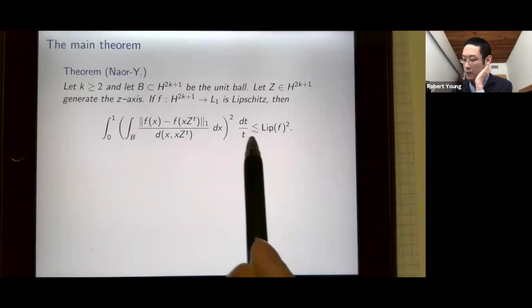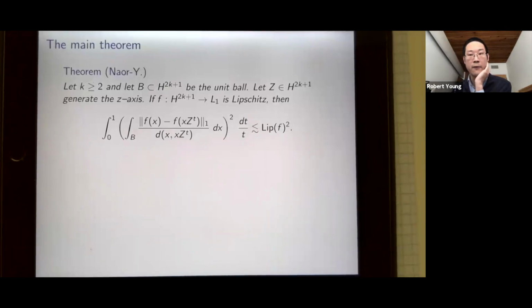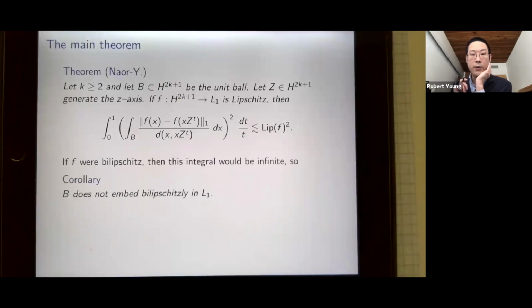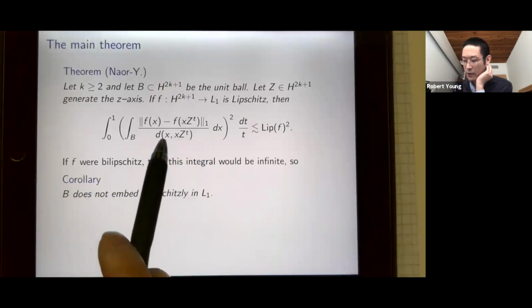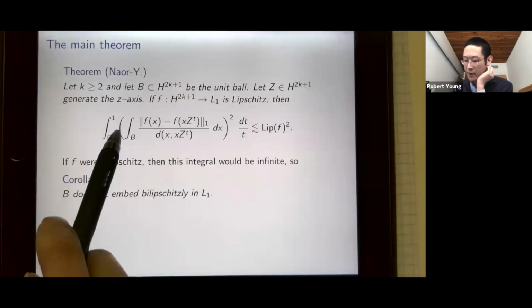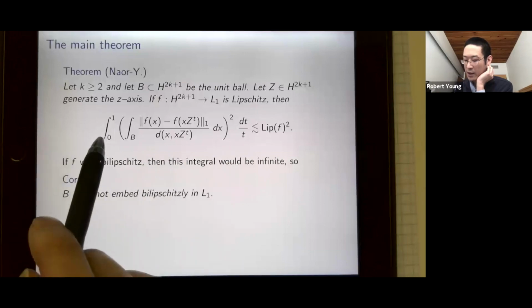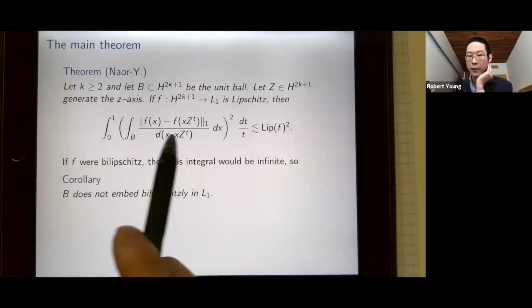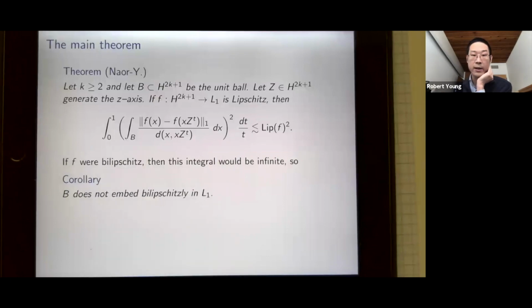And this inequality says that this is bounded in terms of the Lipschitz constant of the map. This leads pretty quickly to a proof that the ball does not embed bi-Lipschitzly in L1. Because if you could find a bi-Lipschitz embedding, then this quotient would always be bounded away from 0. So the average of this quotient would be bounded away from 0. And if you integrate from 0 to 1 dt over t, something bounded away from 0, you get infinity. So if f were bi-Lipschitz, this integral would be infinite. So we can conclude that the ball does not embed bi-Lipschitzly in L1.